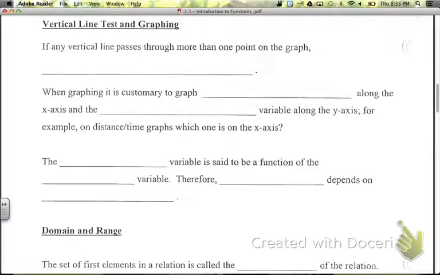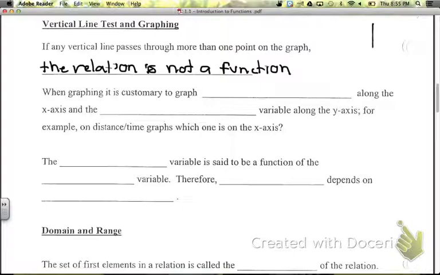Now, when we're looking at a graph, a test that we can use is called the vertical line test, where it can help us see if a relation is a function or not. So, if any vertical line passes through more than one point on the graph, the relation is not a function. So just to give you a visual of this, say I had a circle graphed. If we use our vertical line test, we draw a vertical line, and you can see that it passes through 2 points. So therefore, this relation is not a function.